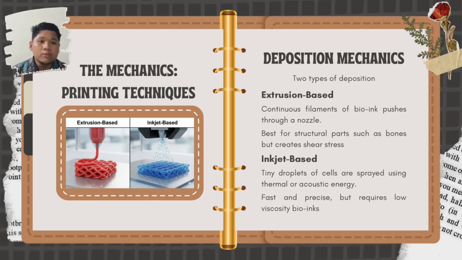Next is the mechanics of the printing techniques. There are two deposition mechanics, which are extrusion based and inkjet based. Extrusion based is done where continuous filaments of bioink are pushed through a nozzle, and it is best for structural parts such as bones, but also creates shear stress. Inkjet based, on the other hand, is done through tiny droplets of cells sprayed onto a plate using thermal or acoustic energy. It is fast and precise but requires low viscosity bioinks.